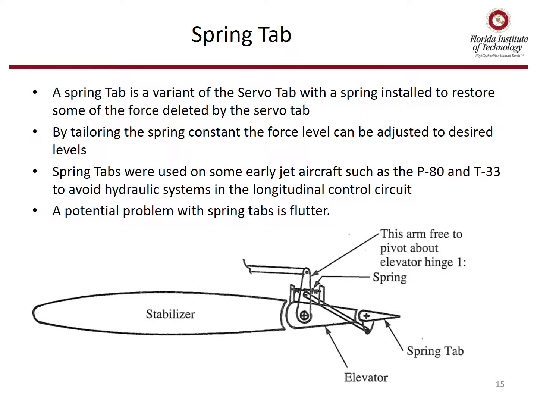A spring tab is a variant of the servo tab with a spring installed to restore some of the force deleted by the servo tab. By tailoring the spring constant, the force level can be adjusted to desired levels. Spring tabs were used on some early jet aircraft such as the P-80 and the T-33 to avoid hydraulic systems in the longitudinal control circuit. However, a potential problem with spring tabs is flutter.